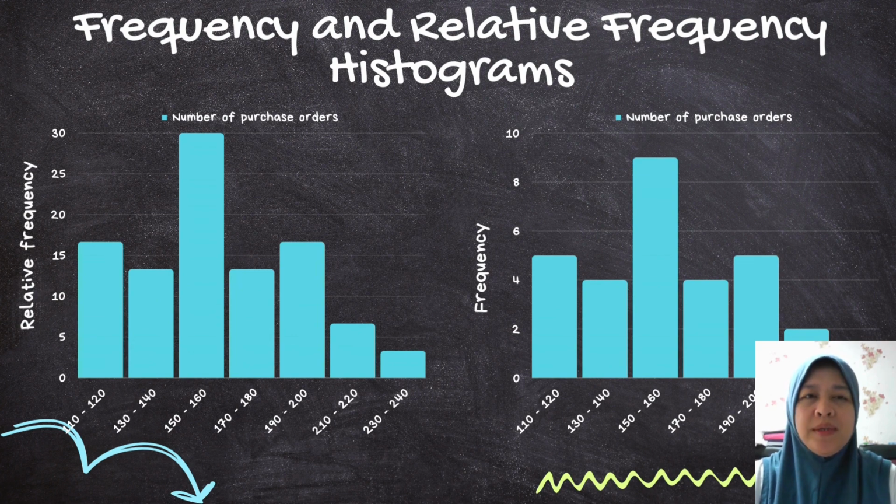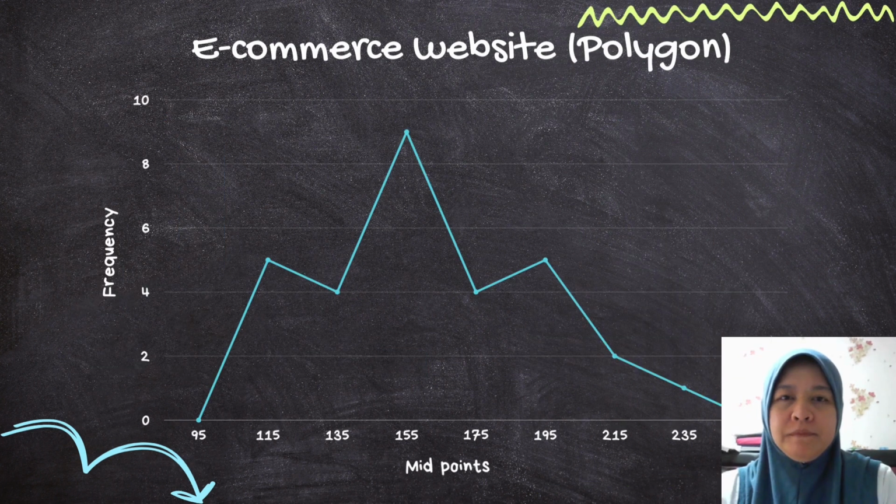Here are the frequency and relative frequency histograms for the number of purchase orders. The only difference is the y-axis scale. Here is a polygon for the number of purchase orders.